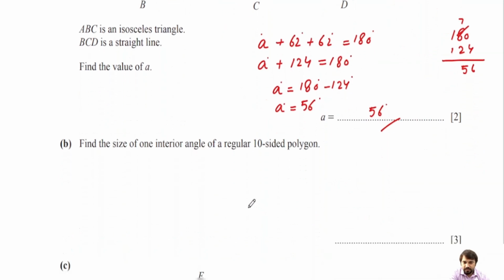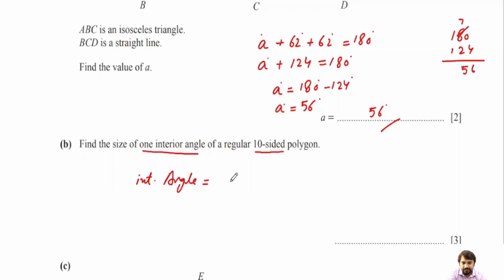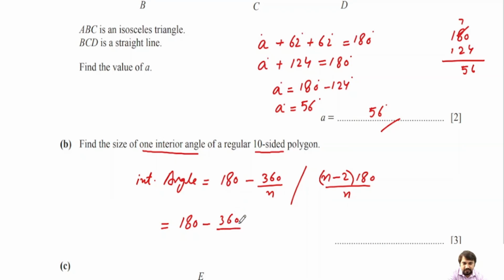The next part of this question is B, that says find the size of one interior angle of a regular 10-sided polygon. The polygon is 10-sided, it means the decagon. We need to calculate one interior angle, and we already know we have a formula for an interior angle of a polygon, that is equal to 180 minus 360 divided by n, or you can write (n minus 2) times 180 divided by n. So I'm going to use this one, 180 minus 360 divided by 10.